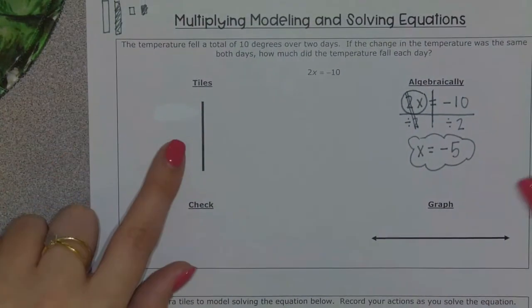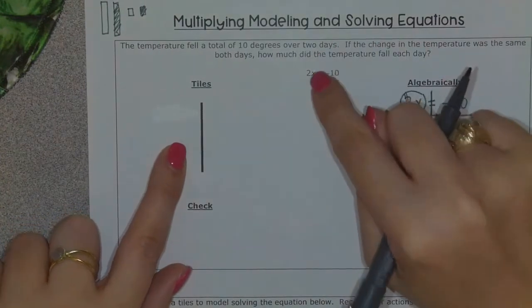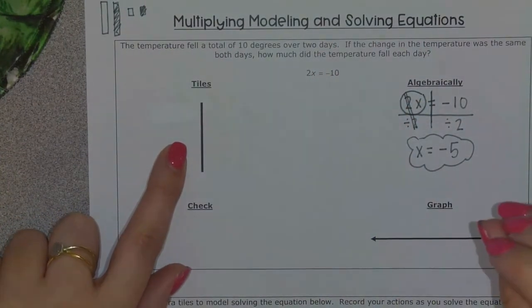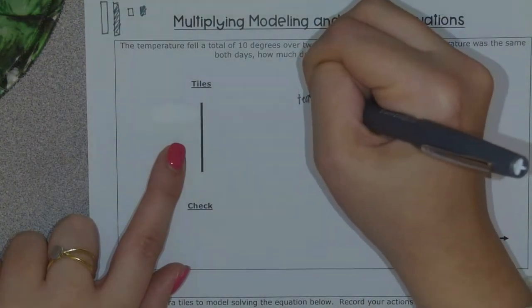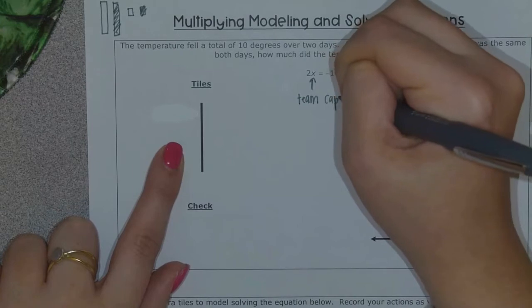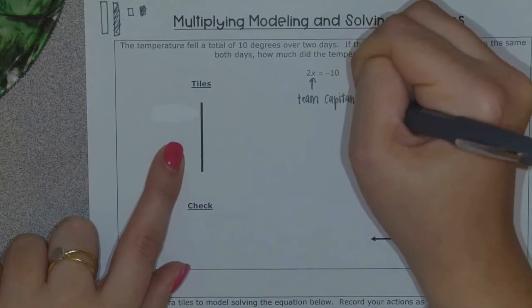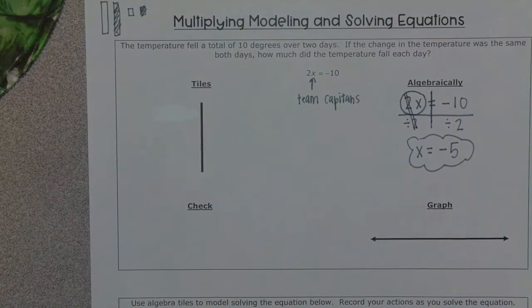Okay, so let's talk about our multiplication tiles. So when we have a multiplication equation, I want you to think of your X's as team captains. So when you're outside at recess or maybe your sports, I also don't think I spelled captains right, but that's okay.